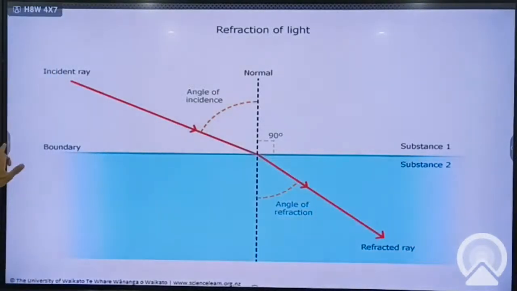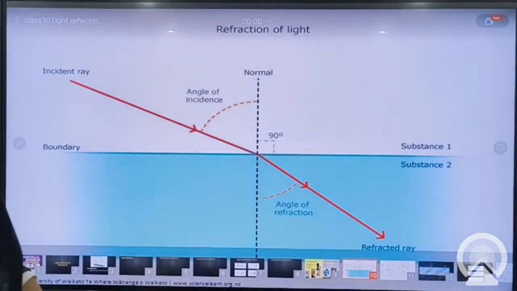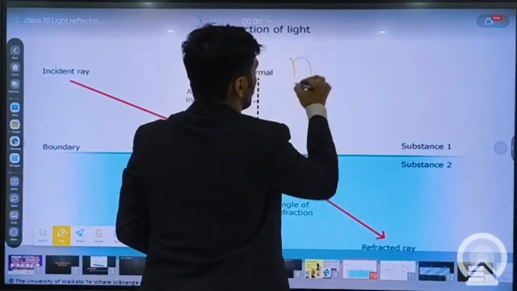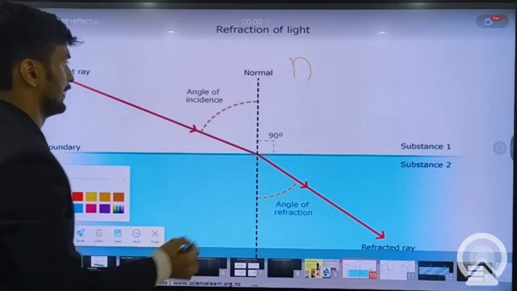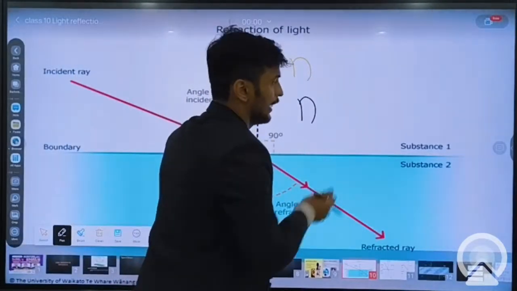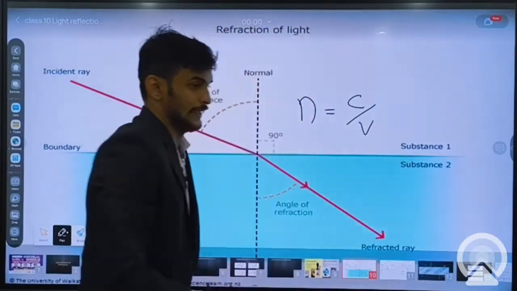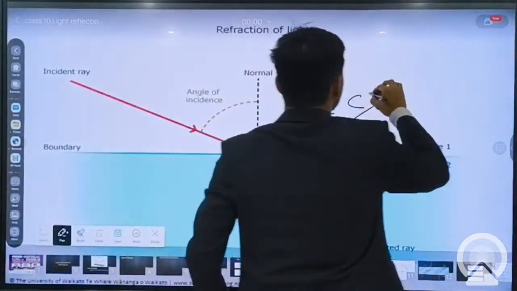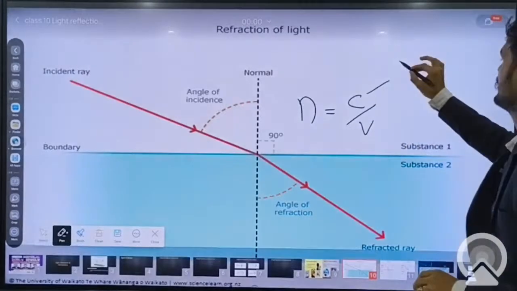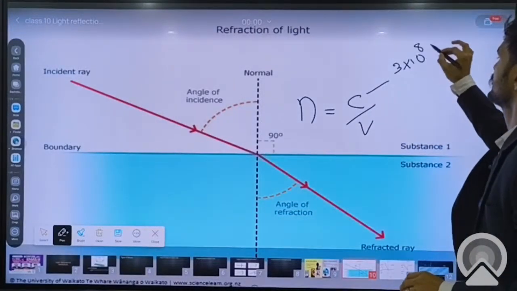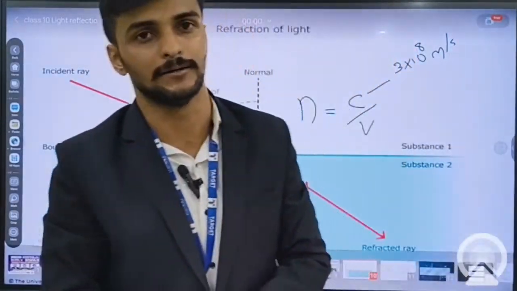Clear? And one more thing is the refractive index. So refractive index is denoted by N. N equal to C by V. Here C is speed of light through vacuum or air, and its value is 3 into 10 raised to 8 meter per second. This value you have to learn by heart.